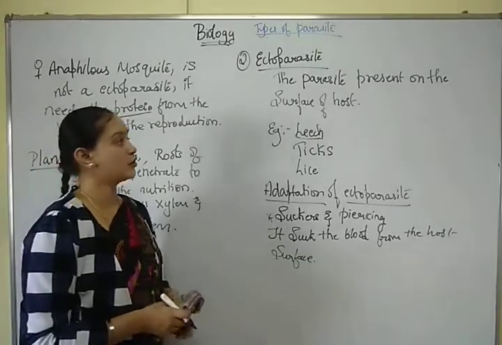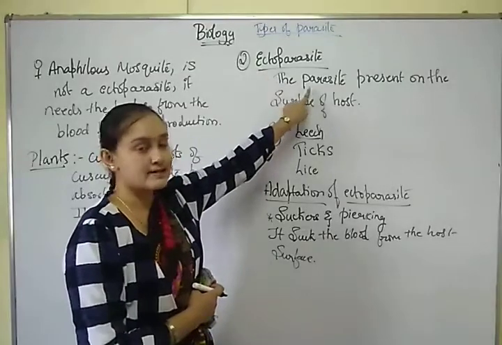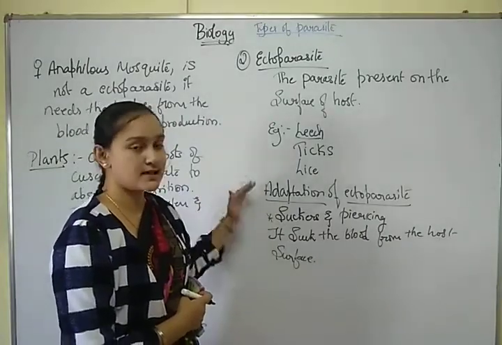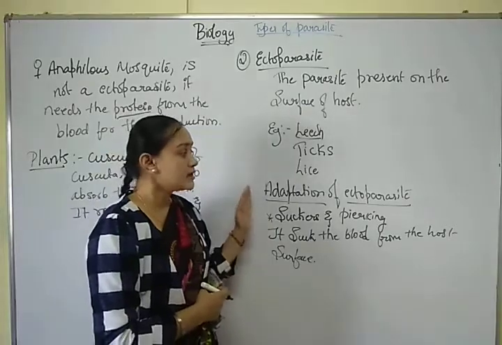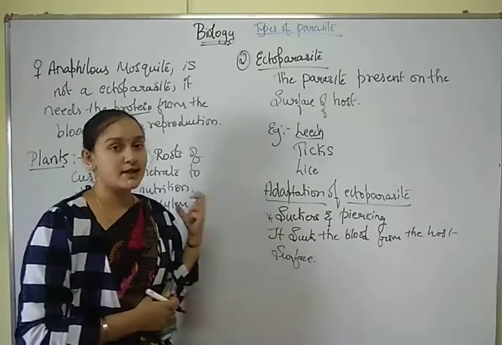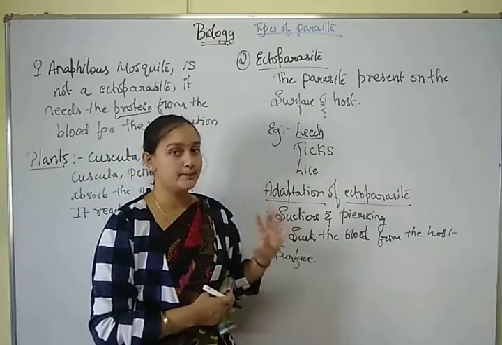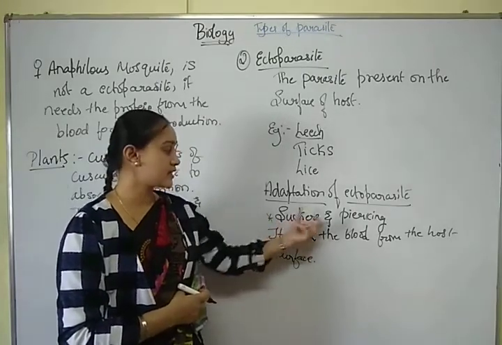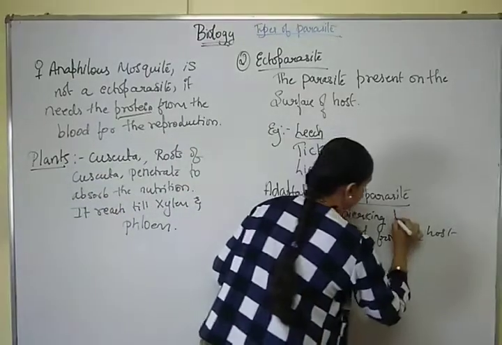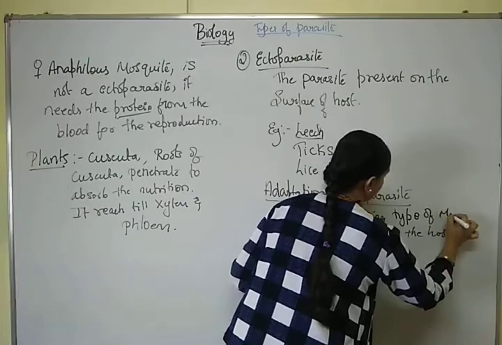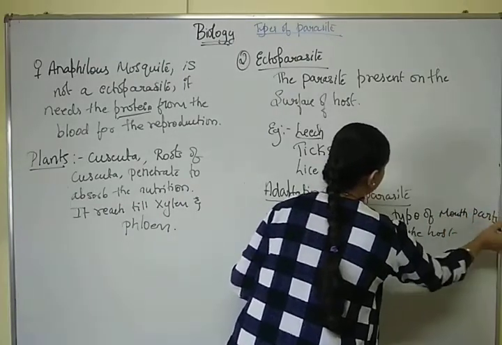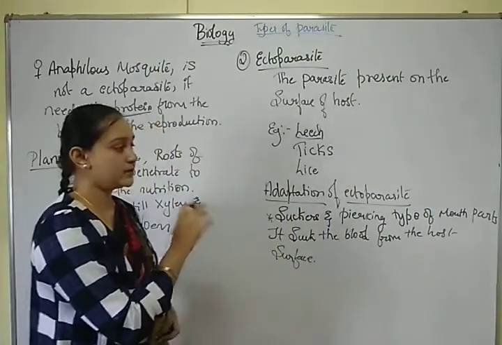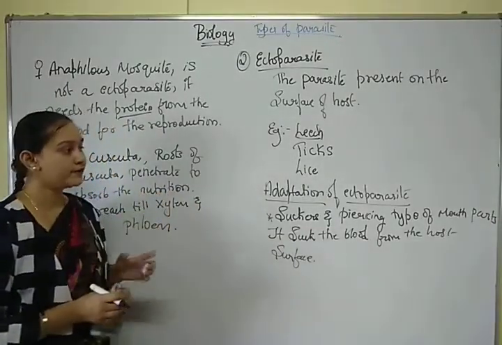So this was about the ectoparasite. An ectoparasite is present on the surface of a host. Examples are leech, ticks, lice. All these are examples of ectoparasites. In ectoparasite adaptation, it has suckers and piercing type of mouth parts, so it will suck the blood from the surface of a host. Such mouth parts are used to suck the blood there. So this is the adaptation of an ectoparasite.